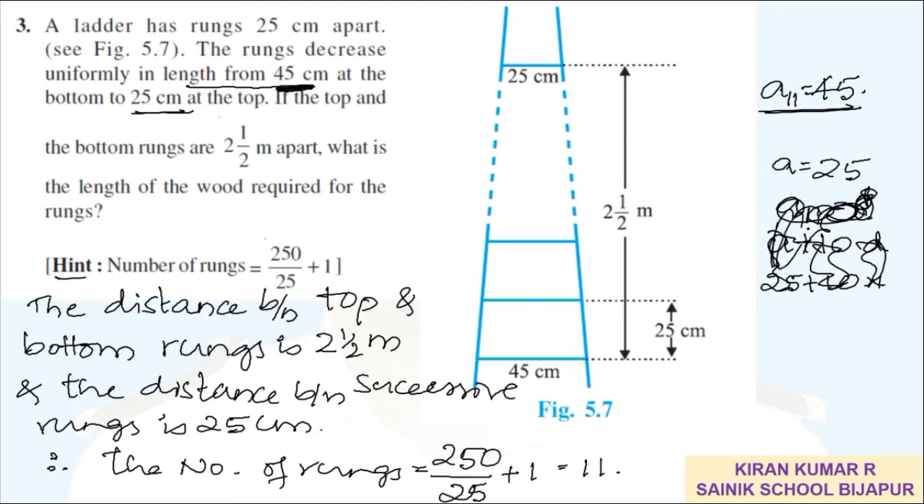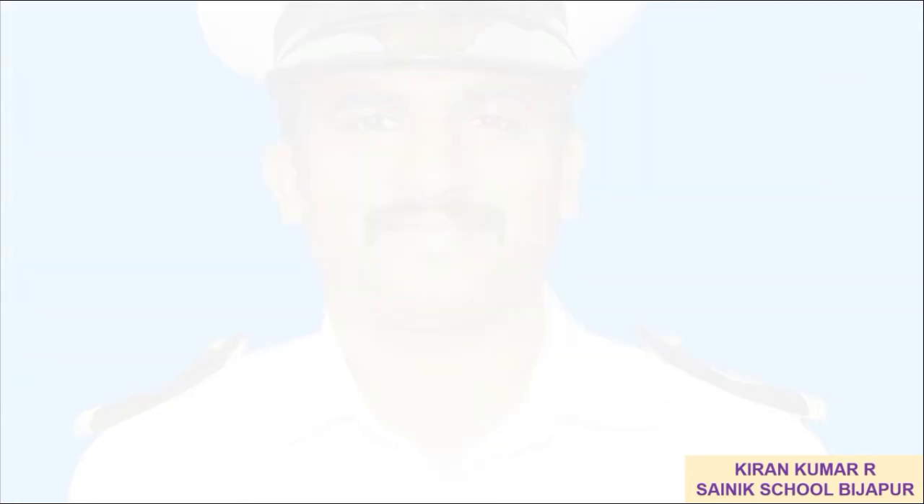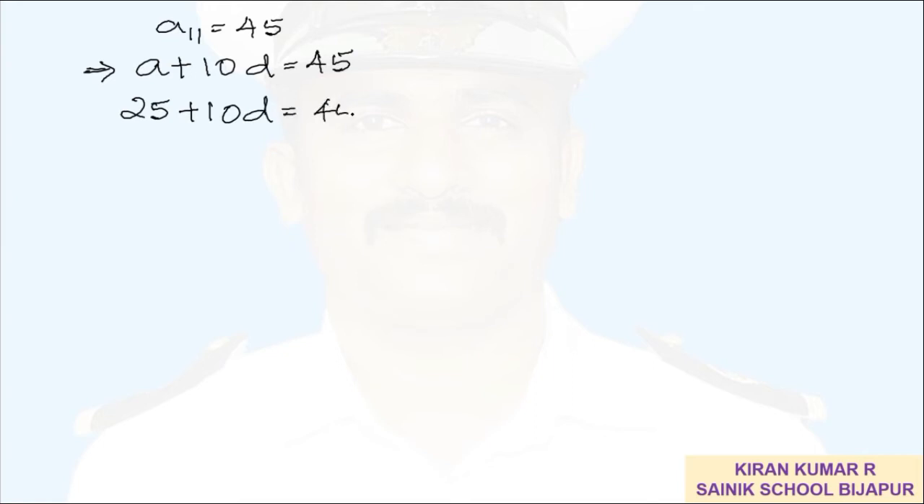Let me consider the common difference to be D. Let common difference be equal to D. Now let me take A11 equal to 45. Substitute, it will be A plus 10 times of D equal to 45. A value is 25 plus 10 times of D equal to 45. I can find the value of common difference. Common difference will be 20 by 10, nothing but 2.